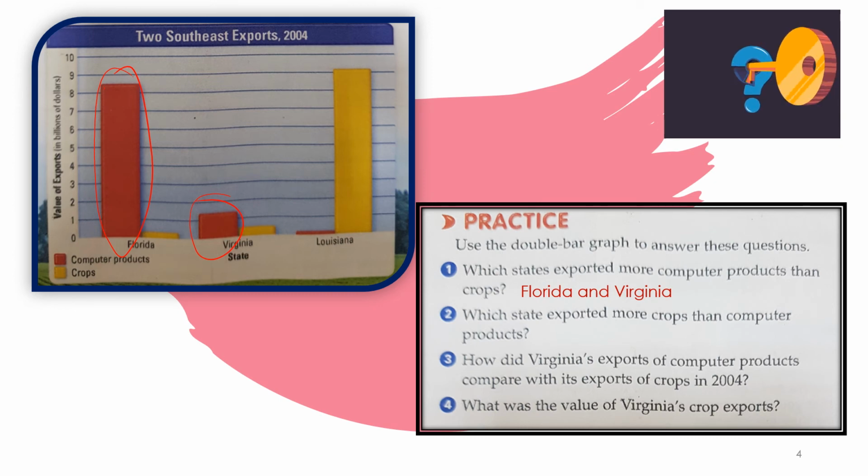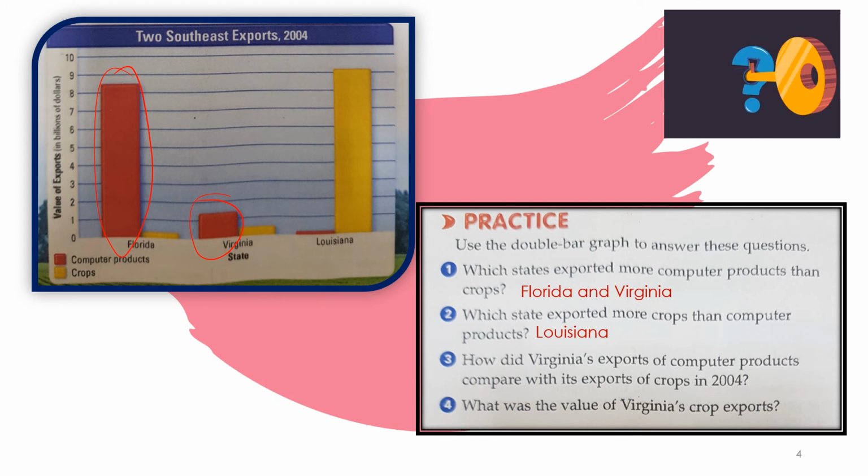Number 2, which state exported more crops than computer products? This time you have to look at the yellow bar that stands for crops. Which one do you think? Yes, you are right. It's the state of Louisiana.